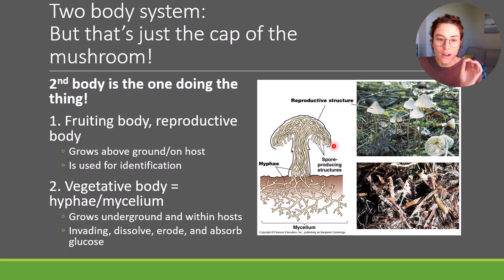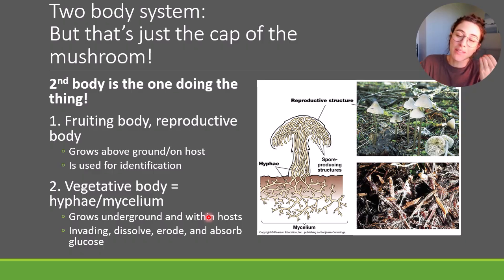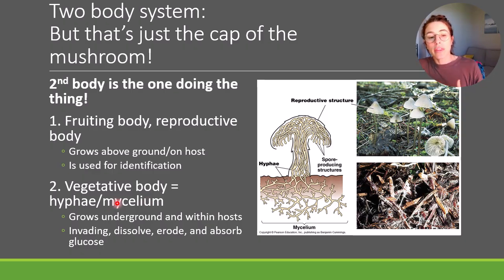But remember, there is an entire other second body that a lot of the times is hidden from our naked eye, either because it is literally growing underground or within hosts, but a lot of times is microscopic. And so this is the hyphae, or some people might be more familiar with the term mycelium. So if we're talking about fungi in terms of plant terms, think about the fruiting body as the flower, the spores as the pollen, and then think about this hyphae mycelium as the root system of the fungus.